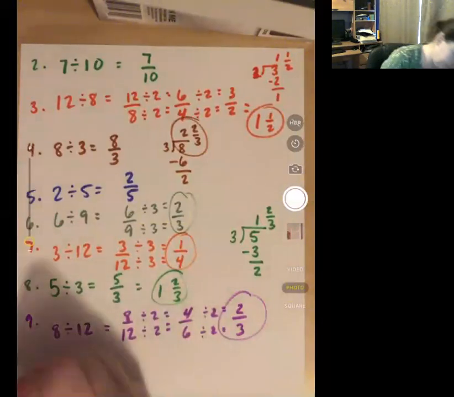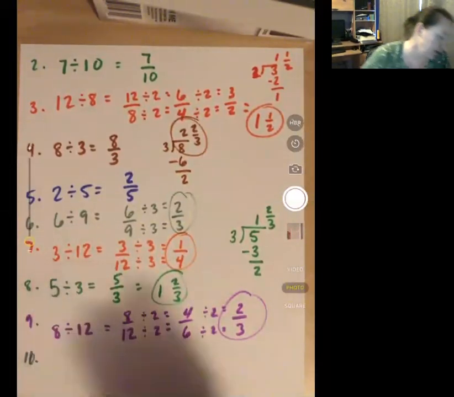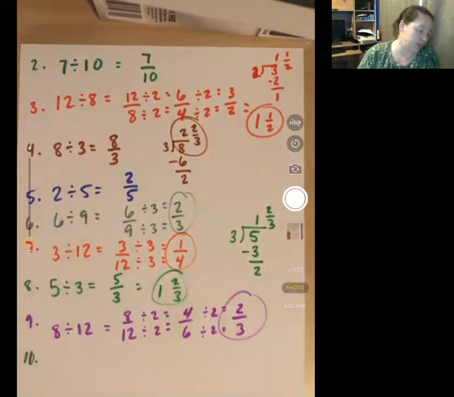Number 11. Sorry, number 10. 5 friends share 6 fruit snacks equally. How many fruit snacks will each friend get? I think they mean 6 packs of fruit snacks, not literally 6 fruit snacks.